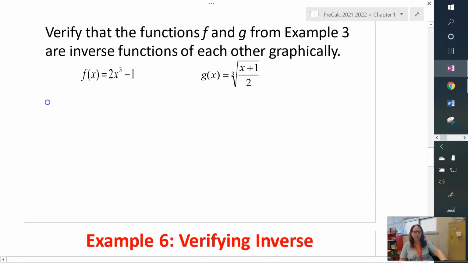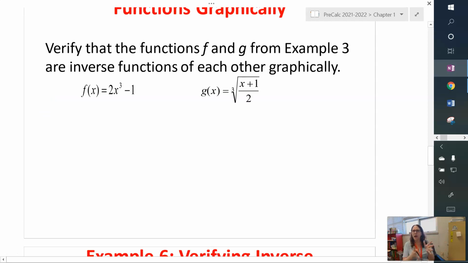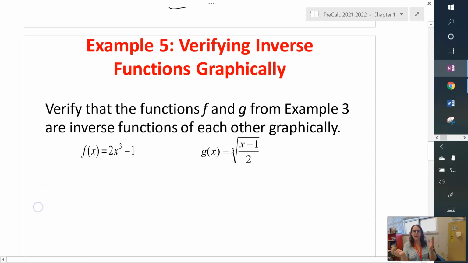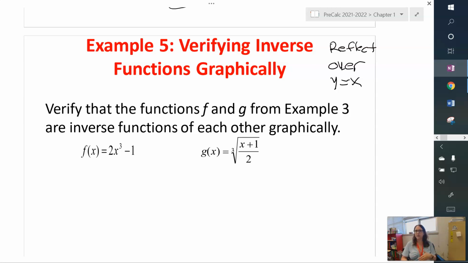All right, now the next thing we're going to do is verify graphically that our functions are inverses of each other. These are the same ones that we did algebraically, so we already know that they should be inverses. Now, when I graph two functions, I know they're inverses if they reflect over y equals x. So what I'm looking for is symmetry over y equals x. So the easiest way to do that is to graph both of your functions and then also graph y equals x. That will give me my symmetry line to look at.